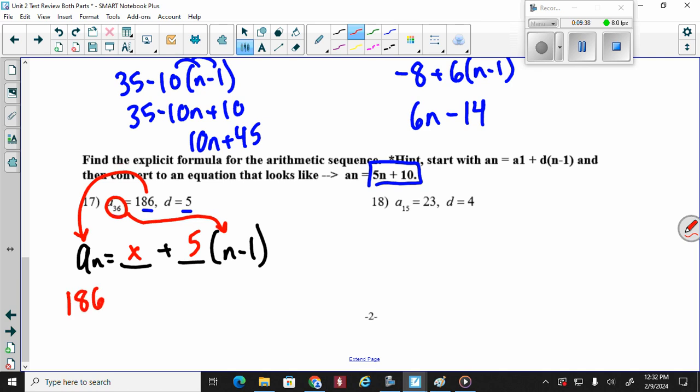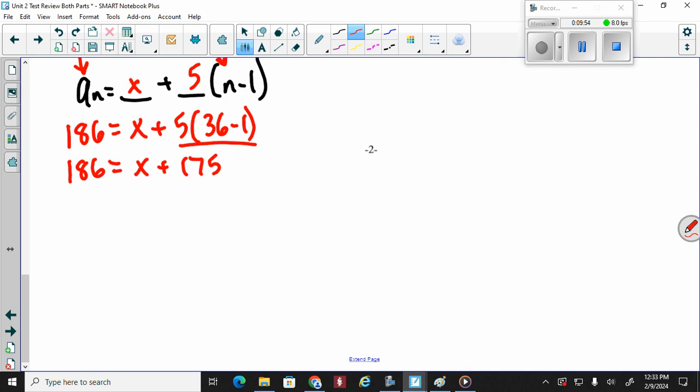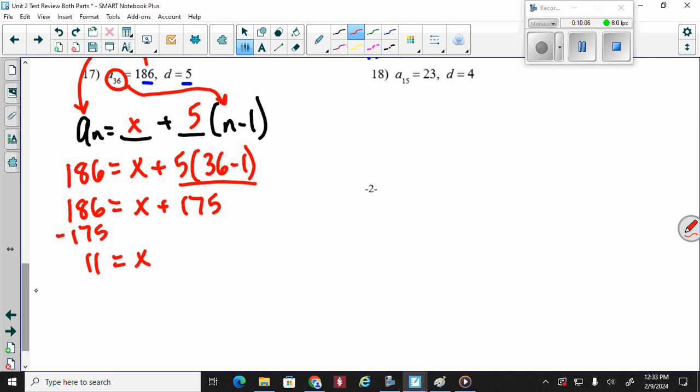So 186 is equal to x plus 5, parenthesis, 36 minus 1. So that's 186 is equal to x. When I do all that, it becomes plus 175. All right, I subtract 175 from both sides. My first term ends up being 11. So from there, I now know my first term, which means I'm going to take this, I'm going to plug it into that. So A of n is equal to 11 plus 5 times n minus 1.